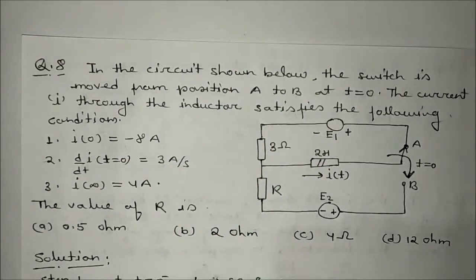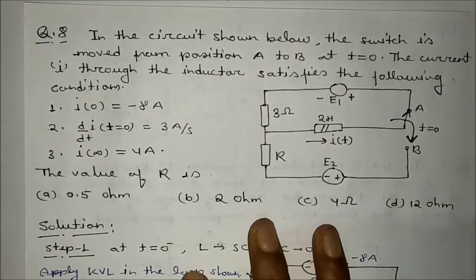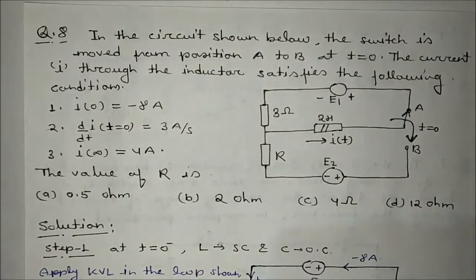That is the 8th one. In the circuit shown below, the switch is moved from position A to position B at t is equal to 0. The current I through the inductor satisfies the following conditions. It is given that IL0 minus is minus 8 ampere. Rate of change of current at t is equal to 0 plus is 3 ampere per second. IL infinite has been given to us as 4 ampere. It is asking about the value of R.